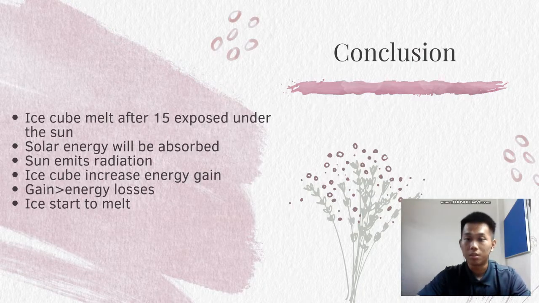This is because the sun is shining on the ice cube. When the sun is shining on the ice cube, some of the solar energy will be absorbed by the ice cube. The sun will emit heat through radiation which the ice cube will absorb, and thus this will increase the ice cube's energy gain. If this energy gain exceeds the energy loss, the ice will become warm. If it reaches the melting point, the ice will start to melt.